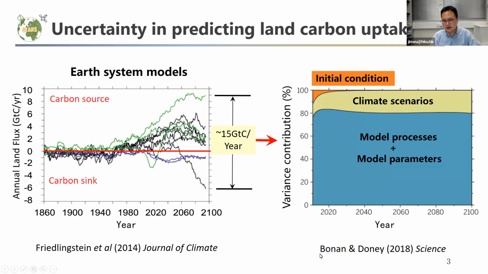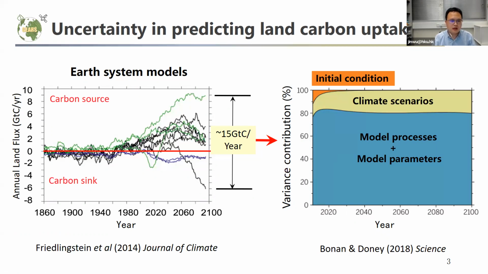One thing I want to highlight here is that the right panel summarizes Bonan and Doney's work, which tries to quantify the sources of the uncertainty. What they found is really intriguing: around 80% of the model uncertainty is associated with model processes and also model parameters. In other words, if we can improve our model representation of important ecological processes and also provide a novel way to parameterize the Earth system models, it will largely reduce the uncertainty of current Earth system models in projecting land carbon uptake. So what kind of model processes do we need to care about?